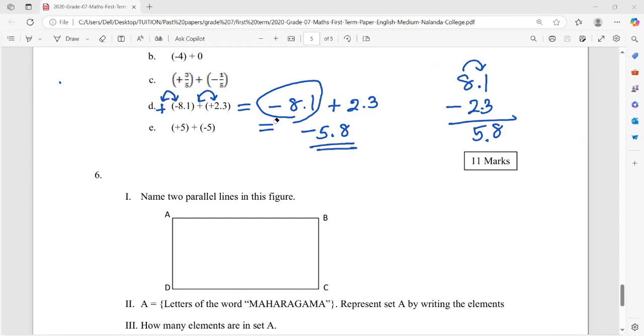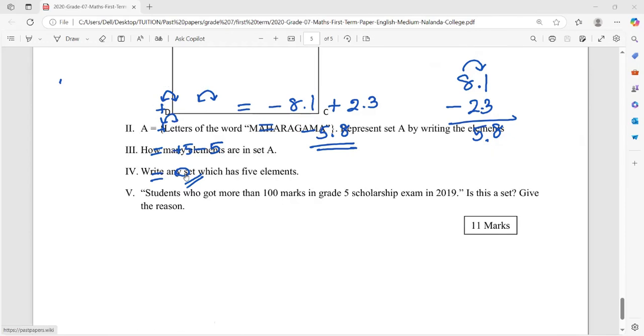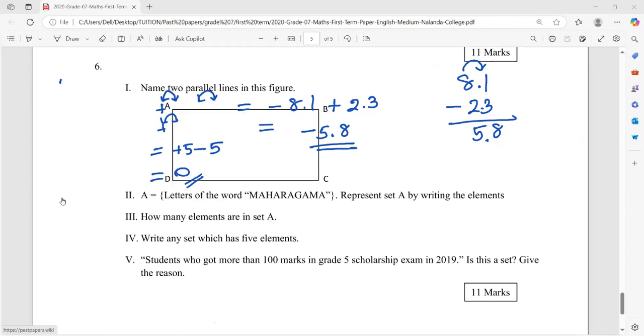Fine. Okay. In part E, plus into plus is plus, then plus 5. This plus into minus is minus, right? Plus into minus is minus, so minus 5. So plus 5 minus 5 is 0, right? Okay, I hope you understand this thing.